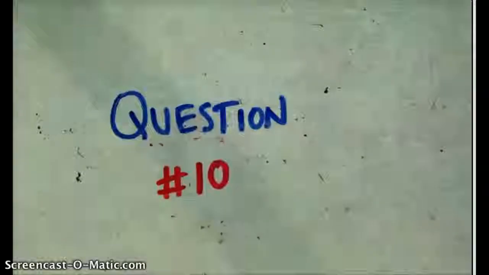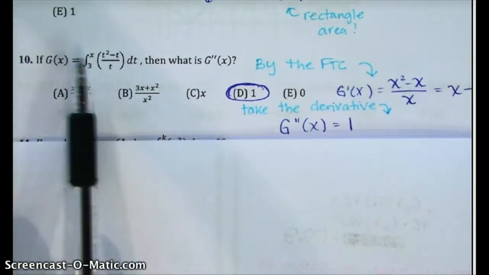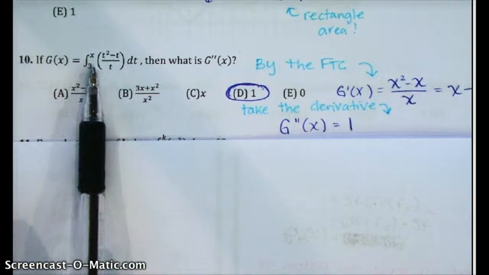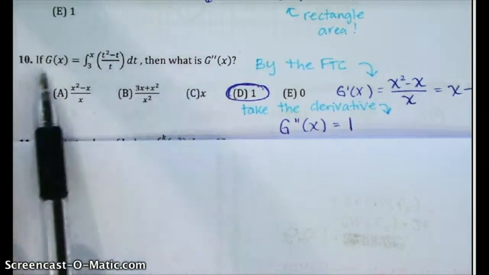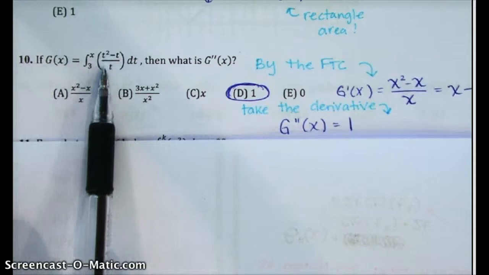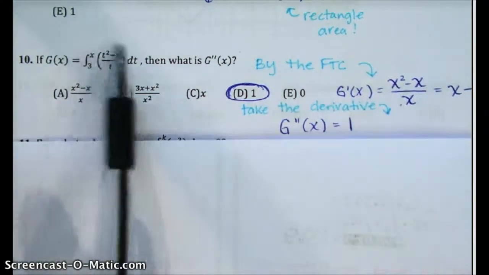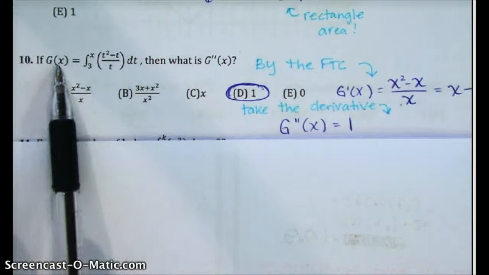Question number 10. Question 10 was a fundamental theorem of calculus problem. We have the function g of x, which is defined using an integral. So we want to take the derivative of g of x. Well, the first derivative of g of x is x squared minus x over x, and that's by the fundamental theorem of calculus. And that's because the function inside is the derivative of the function outside.